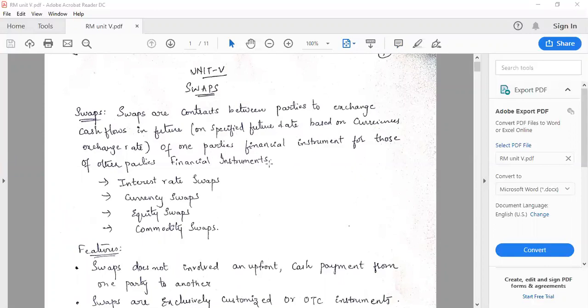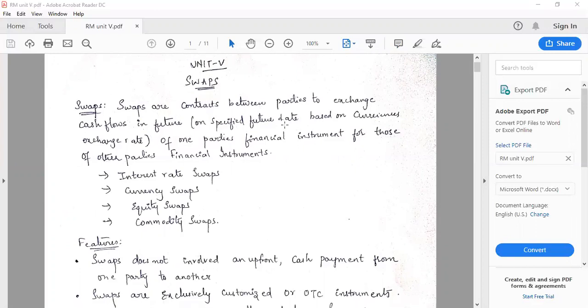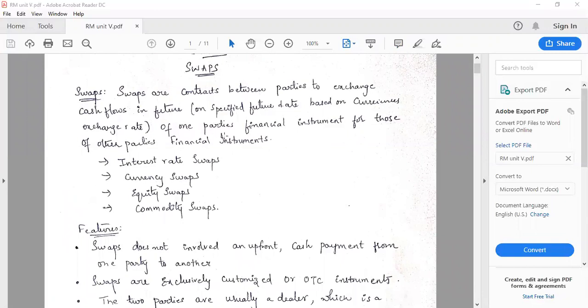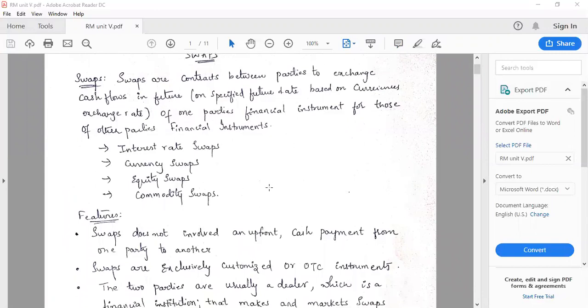Why? Because here the financial instruments are going to be exchanged for financial instruments. In past types of derivatives, the financial instruments are exchanged for money or some other means. Here, financial instruments are exchanged for financial instruments. That's why we call it swaps: just swapping the financial instruments from one party to the other party. Swaps are contracts between the parties to exchange cash flows in future, one party's financial instruments for the other party's financial instruments.